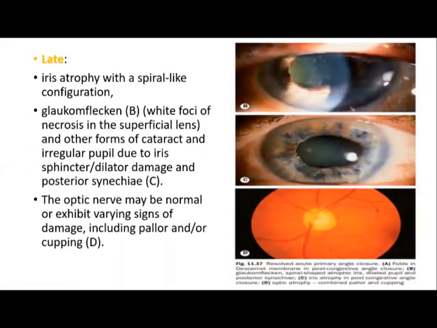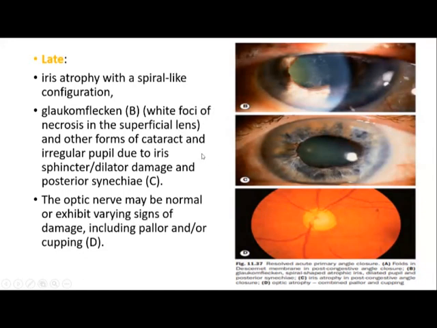Next, in the later stage, iris atrophy with a spiral-like configuration will be there, and glaucomflecken, that is white foci of necrosis in the superficial lens, and other forms of cataract, and an irregular pupil due to iris sphincter or dilator damage and posterior synechia. In this picture, glaucomflecken, and we can see some white particles in the anterior part of the lens, and in this picture also we can see. Then there is posterior synechia in this picture. Here, posterior synechia we can see.